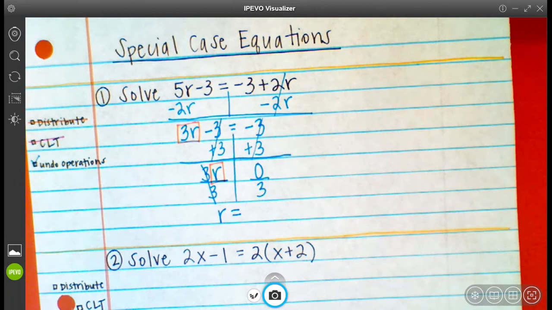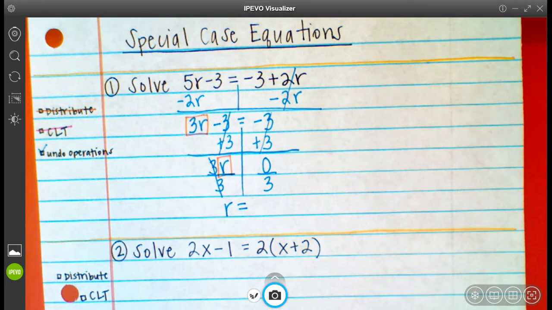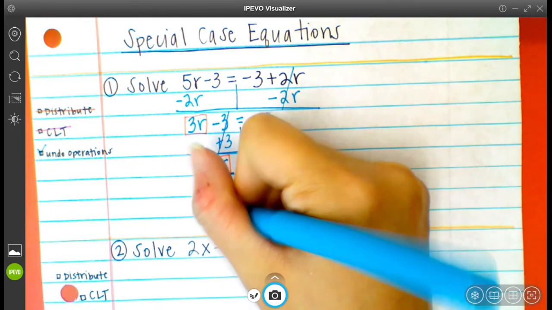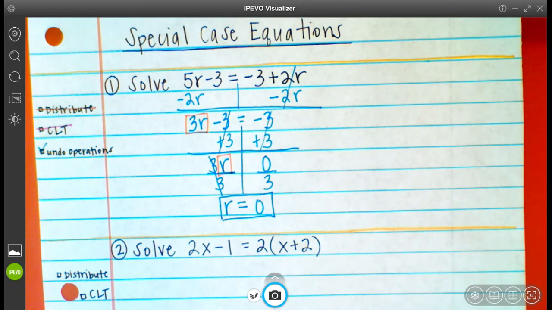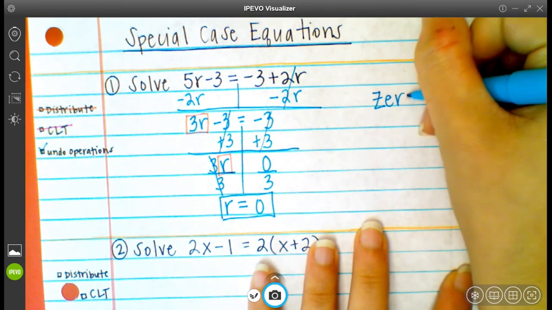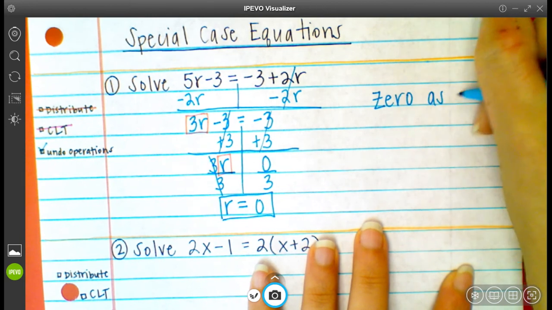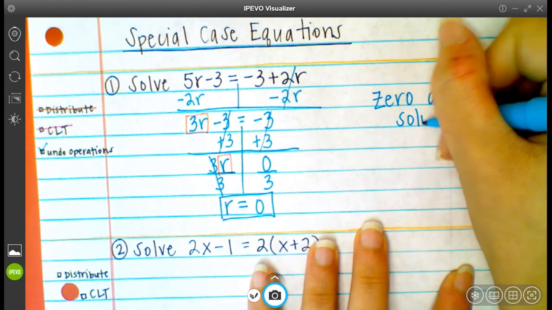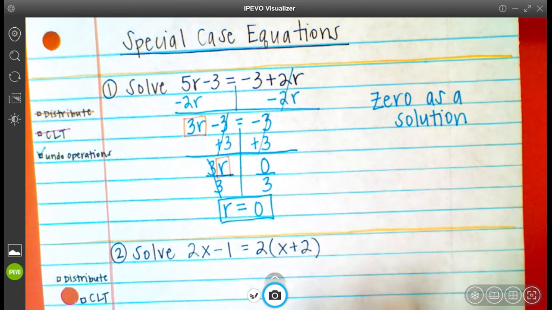So the question is what is 0 divided by 3? Well, 0 divided by 3 is 0. This is one of the special cases that sometimes may happen where your equation literally undoes itself on both sides, leaving us with a 0 as our solution. So 0 as a solution. That can happen because 0 is a number on our number line. So don't overthink that. All right, let's try number 2.